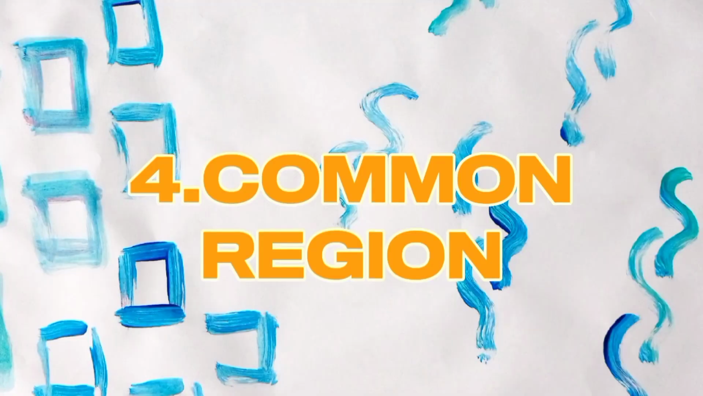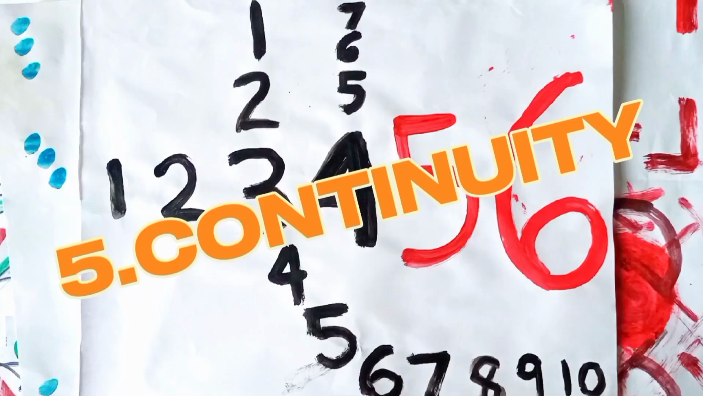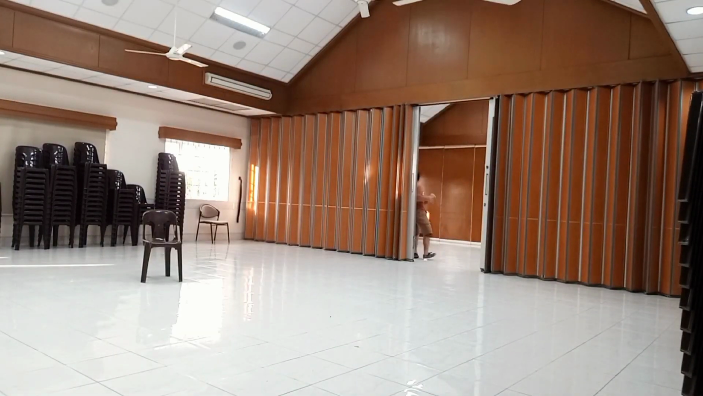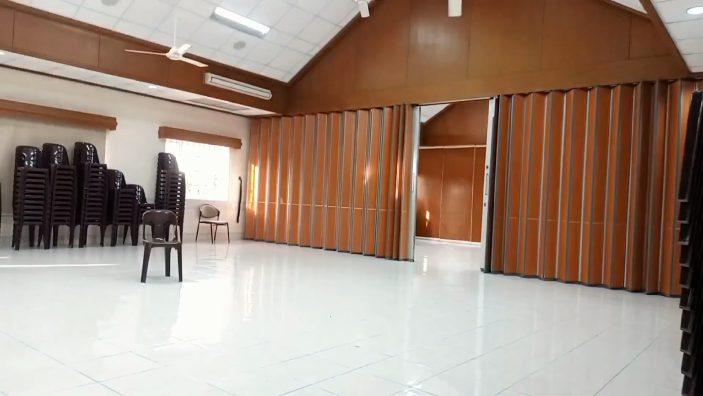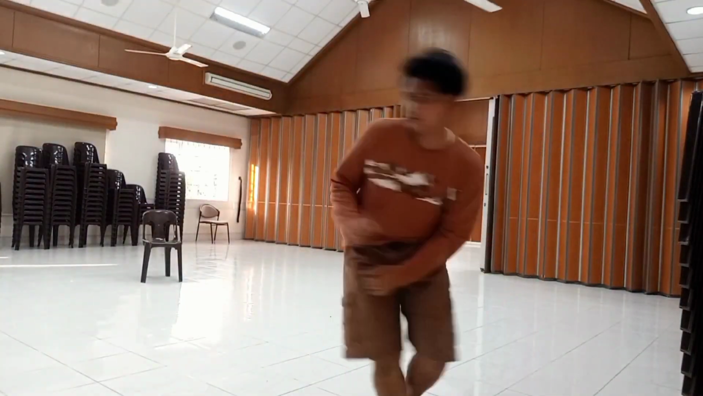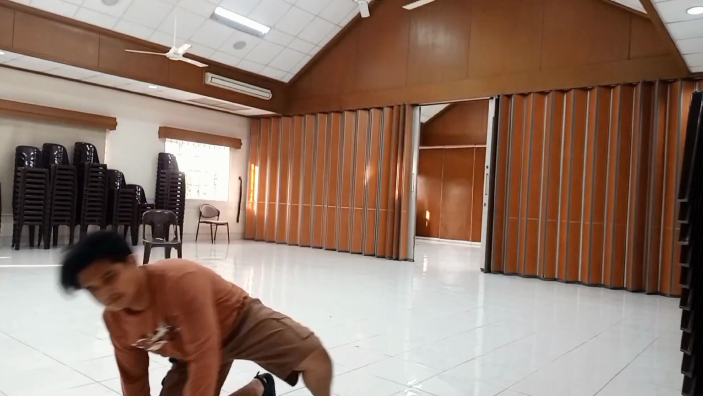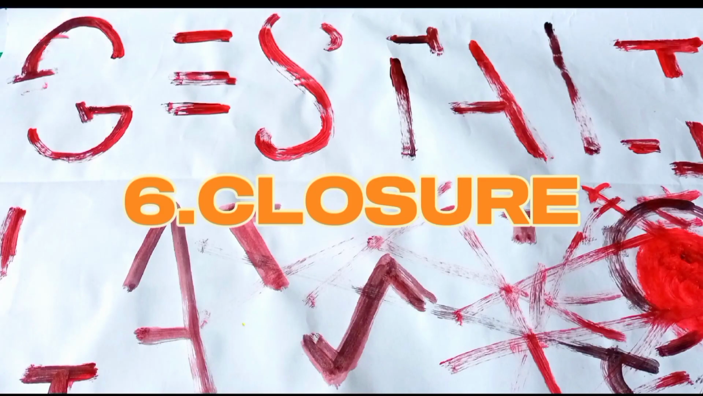Common region. Highly related to proximity. When objects are located within the same closed region, we perceive them as being grouped together. Borders and barriers are great ways to perceive separation between groups and objects, like in this drawing or painting. Continuity. Elements that are arranged in a line or curve are perceived to be more related than elements not in the line or curve, no matter if they have the same color.